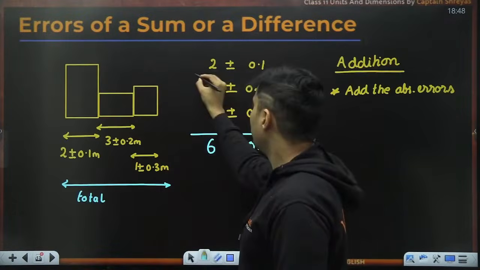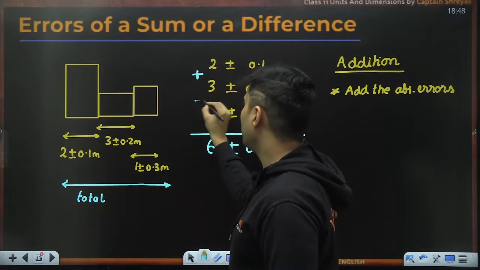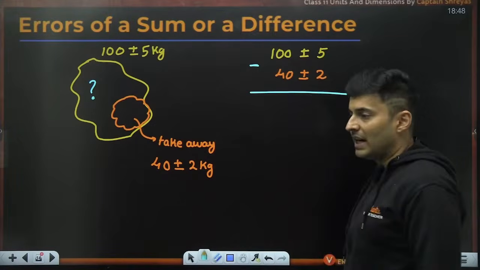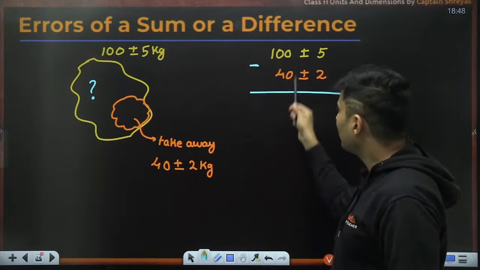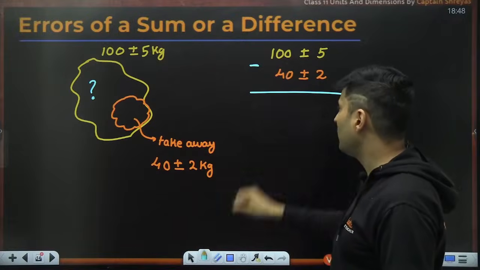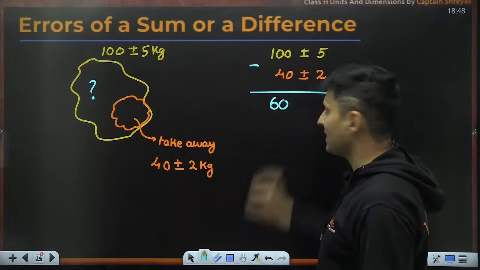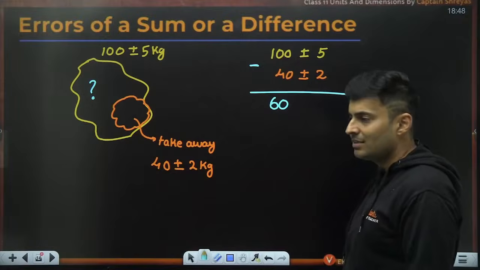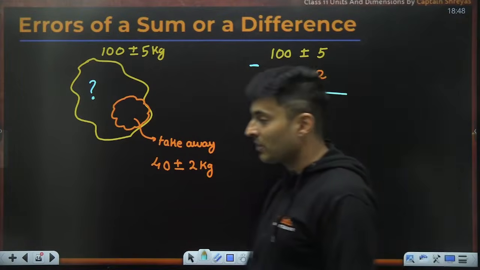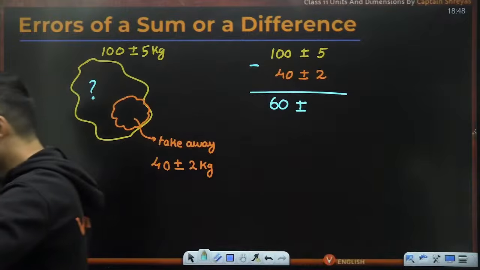Over here, we were adding all of them. Now, for subtraction, keep in mind, whatever this most probable value is, just do the normal subtraction, meaning 100 minus 40, that is basically 60. But here, plus minus, be a little bit careful. Can you guess what the answer should be?